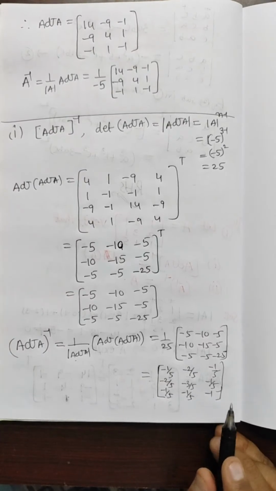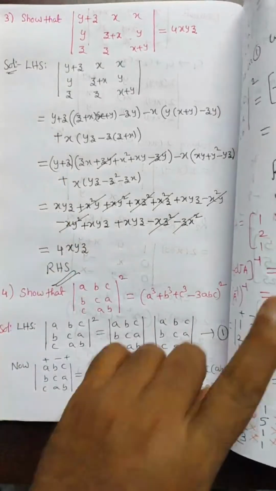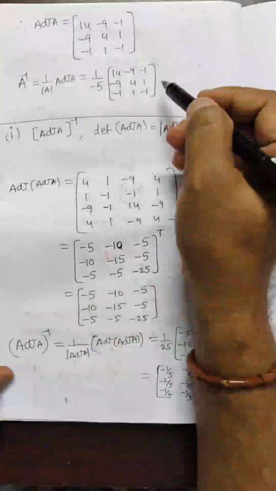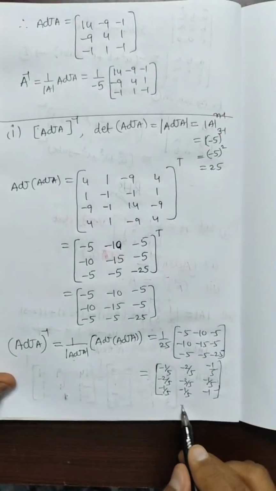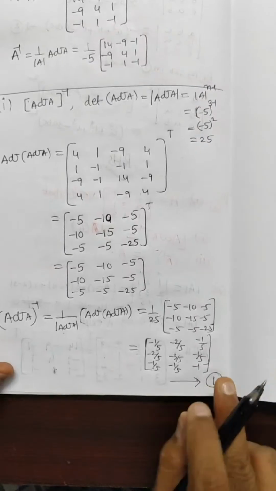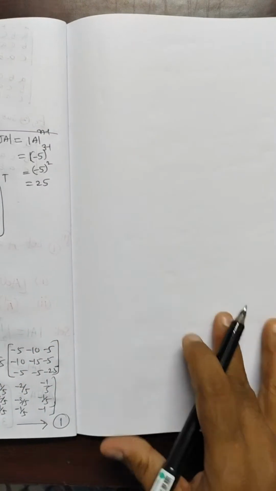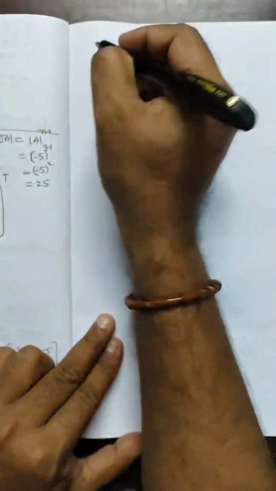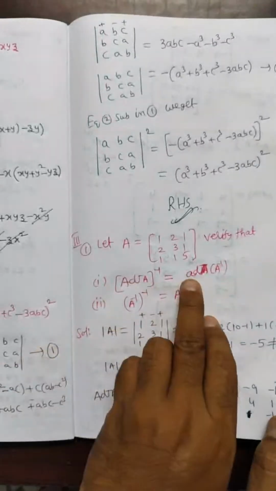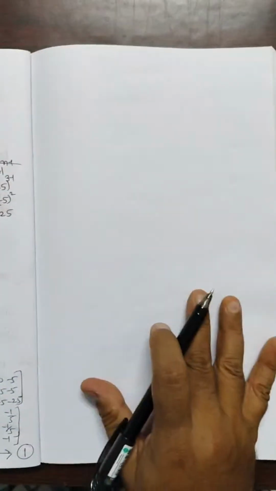So this is about, we need to verify now. So adjoint whole inverse, we got it. Next, adjoint of A inverse. This is A inverse, no. For this, this is equation number 1, you can write it, dear students. Next, we calculate. So they are asking to prove adjoint of A inverse. This is the A inverse matrix, and for this we take the adjoint.